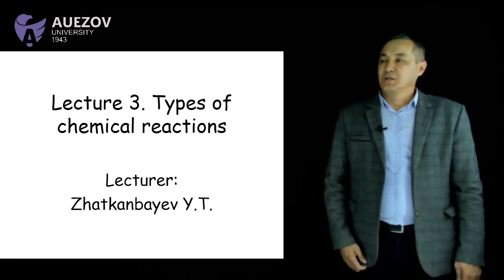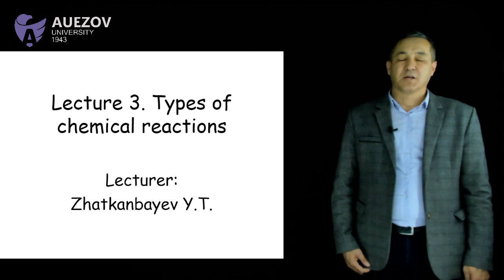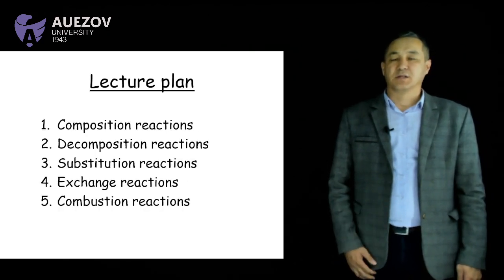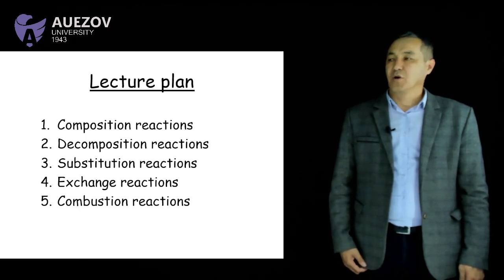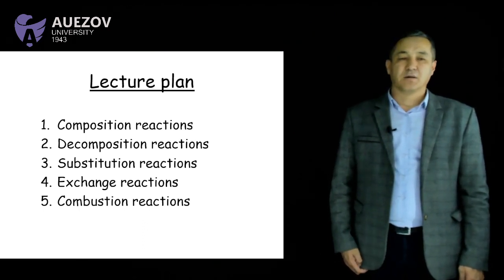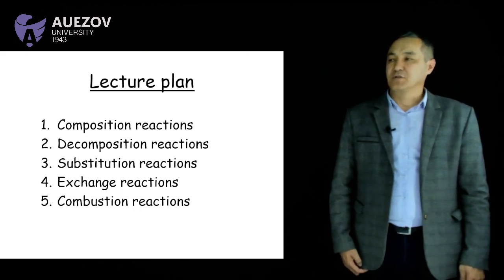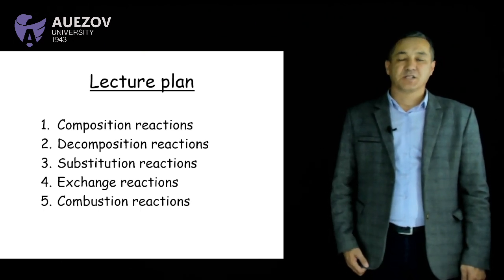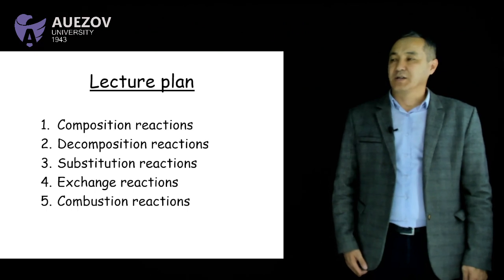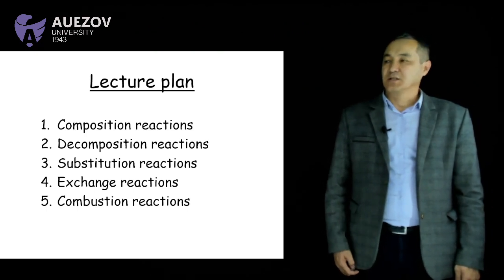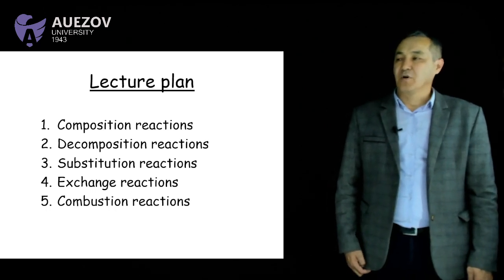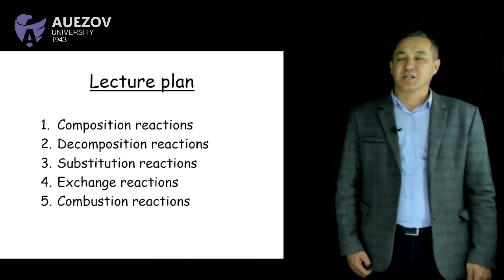The topic of today's lecture is types of chemical reaction. In the lecture, we will consider several problems. There are four types of chemical reaction. First, composition reaction or connection reaction. Second, decomposition or disconnection reaction, and third, substitution reaction. Fourth, exchange, and the last type of chemical reaction is combustion reaction.